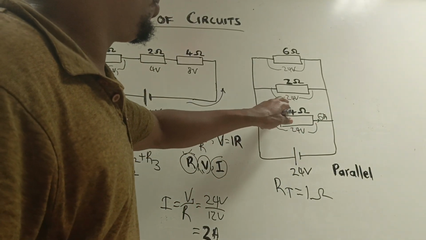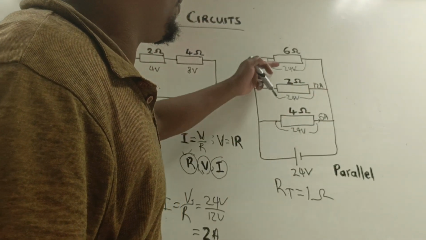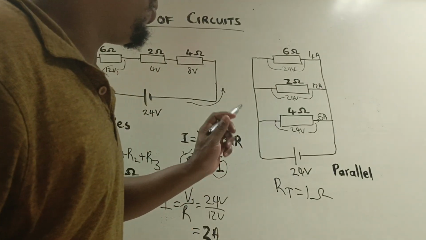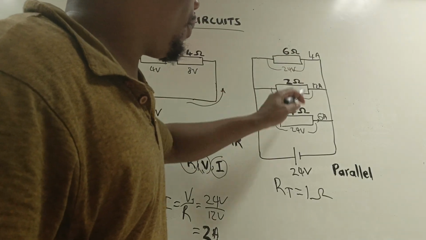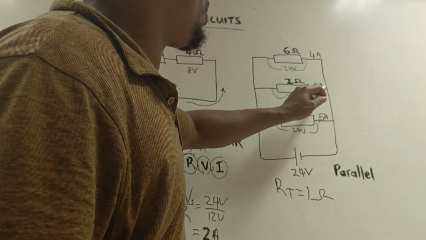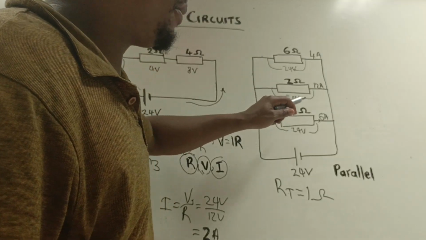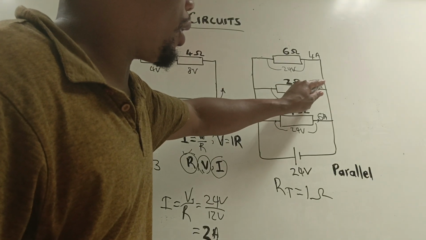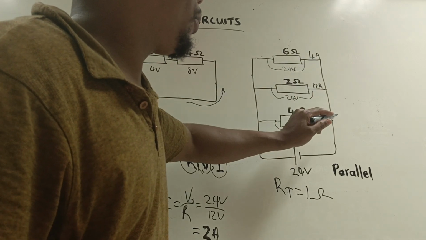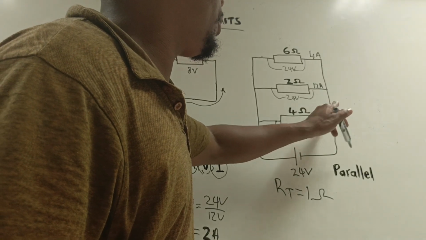The current flowing here is 24 divided by 2, which is 12 amps. The current flowing here is 24 divided by 6, which is 4 amps. Where the 4 amps meets the 12, the current is 12 plus 4, which is 16 amps.